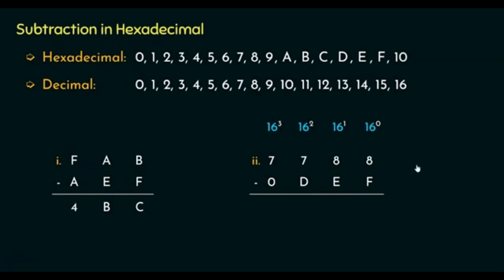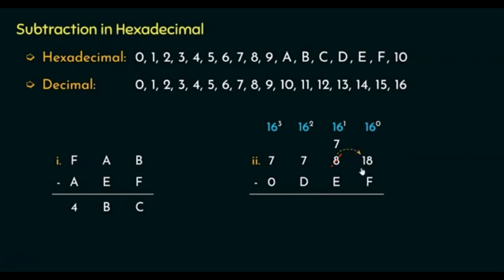Let's perform the subtraction. In the least significant digit's place, the minuend digit is 8 and the subtrahend digit is f. So from 8, we are subtracting f, that is 15. So we need to borrow. And we are borrowing from this place, that is 16 raised to the power 1. And what will we be borrowing? 10, that is 16. So if we borrow 1 from here, we will be left with 7. And now this unit's minuend will become 18.